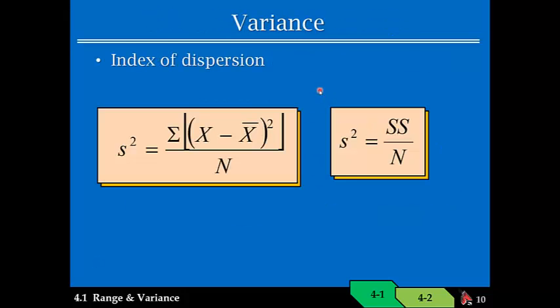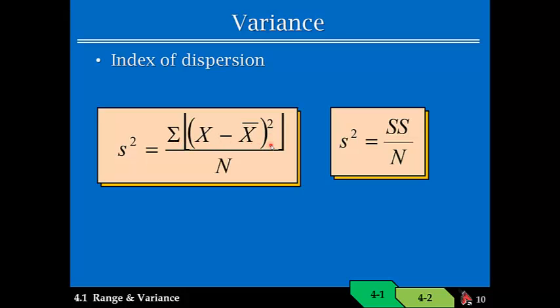The second index of dispersion is variance. Here are the two formulas for variance that both say the exact same thing. So on the left, we have x minus x bar. So these are deviation scores. How far does each score deviate from mean? Each of these scores are squared, so we have squared deviations, and then summed all together.